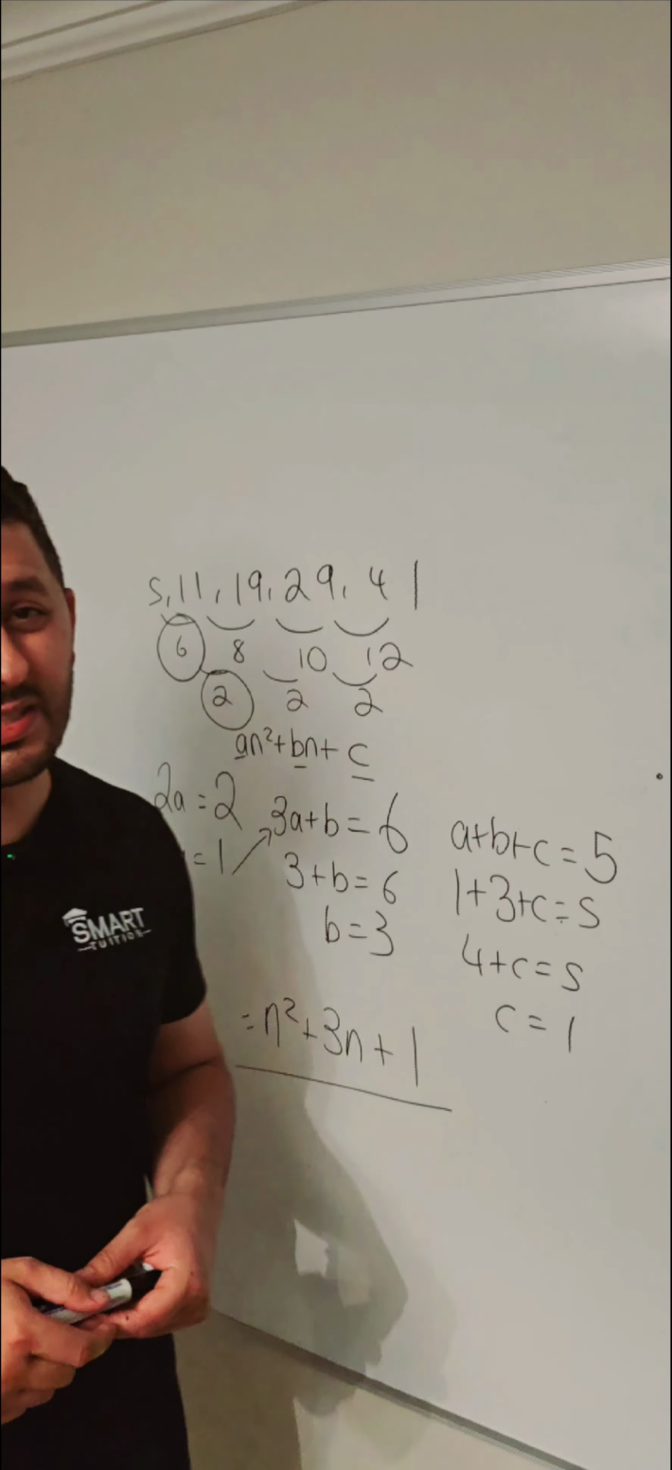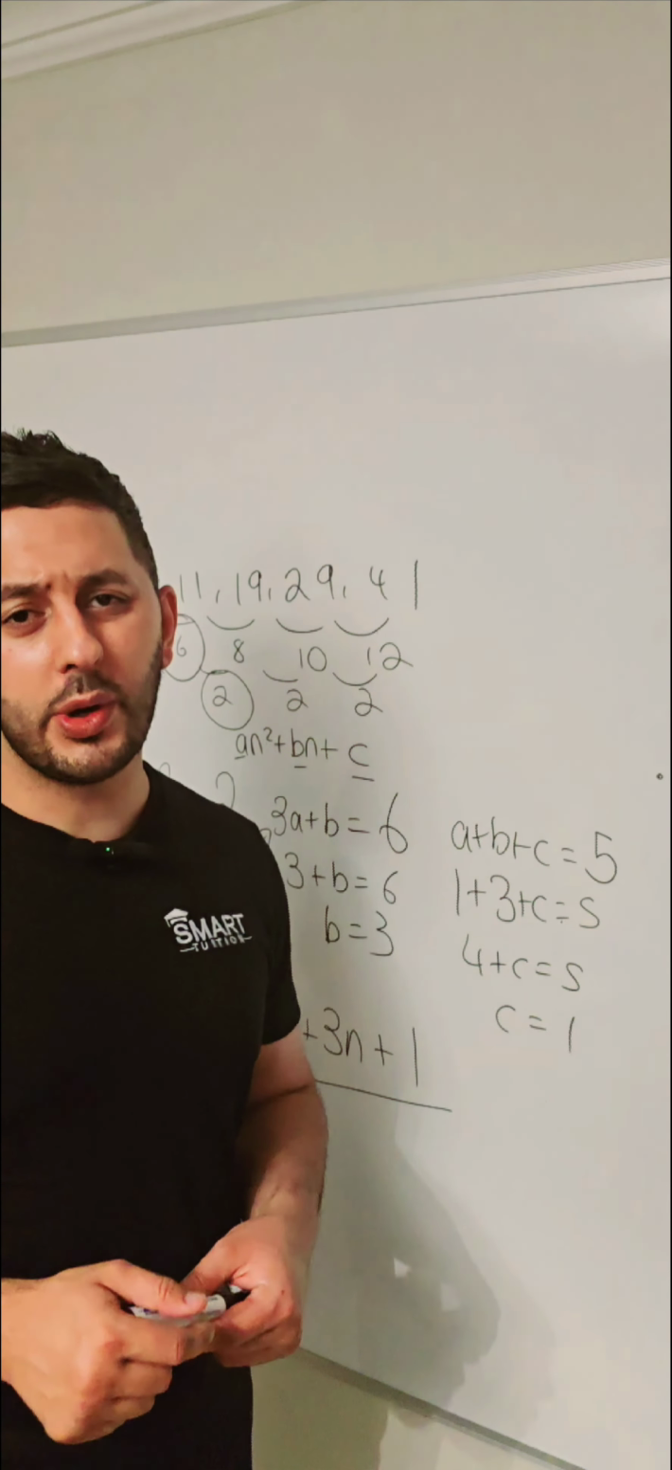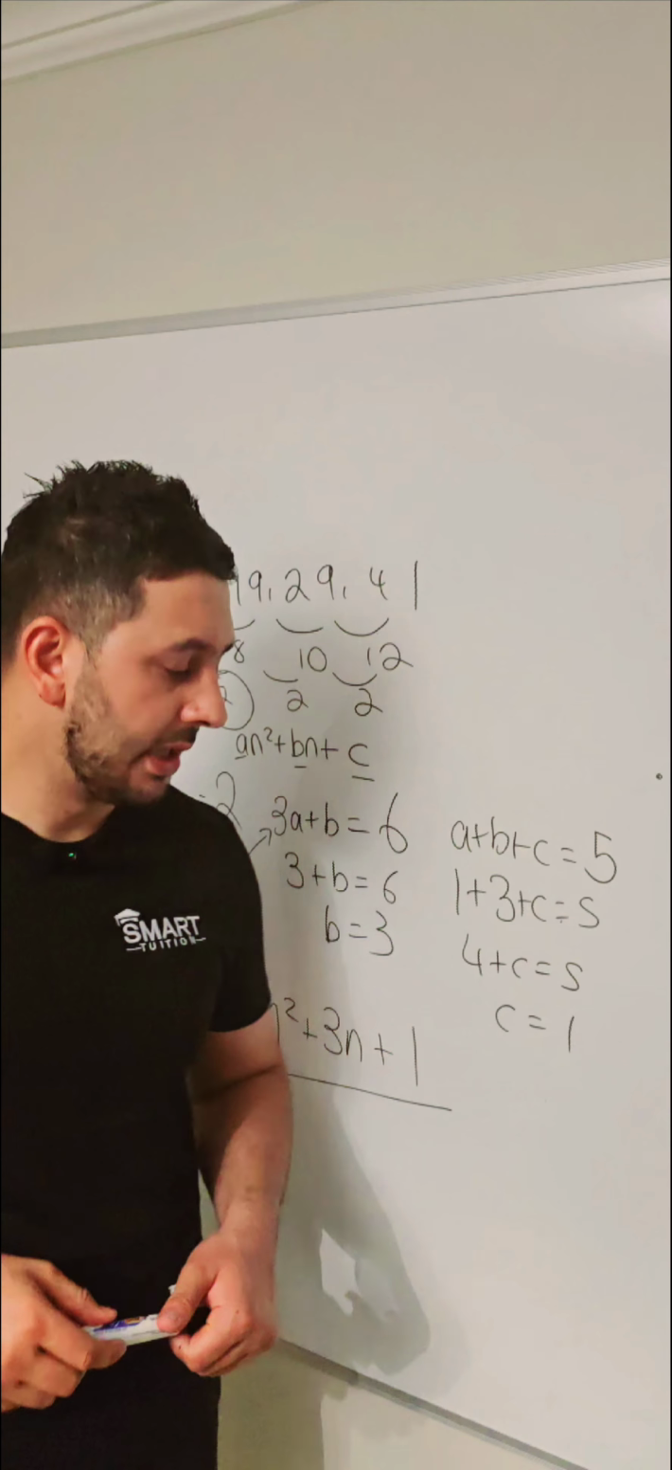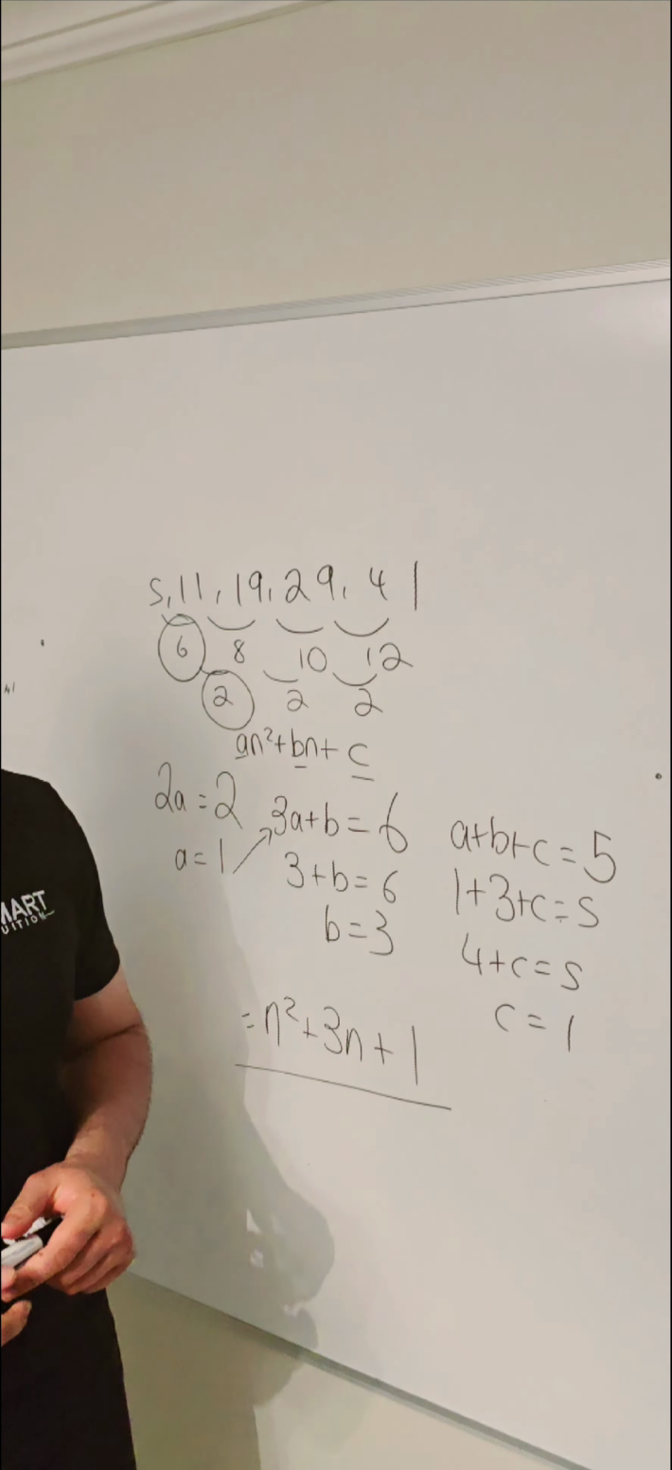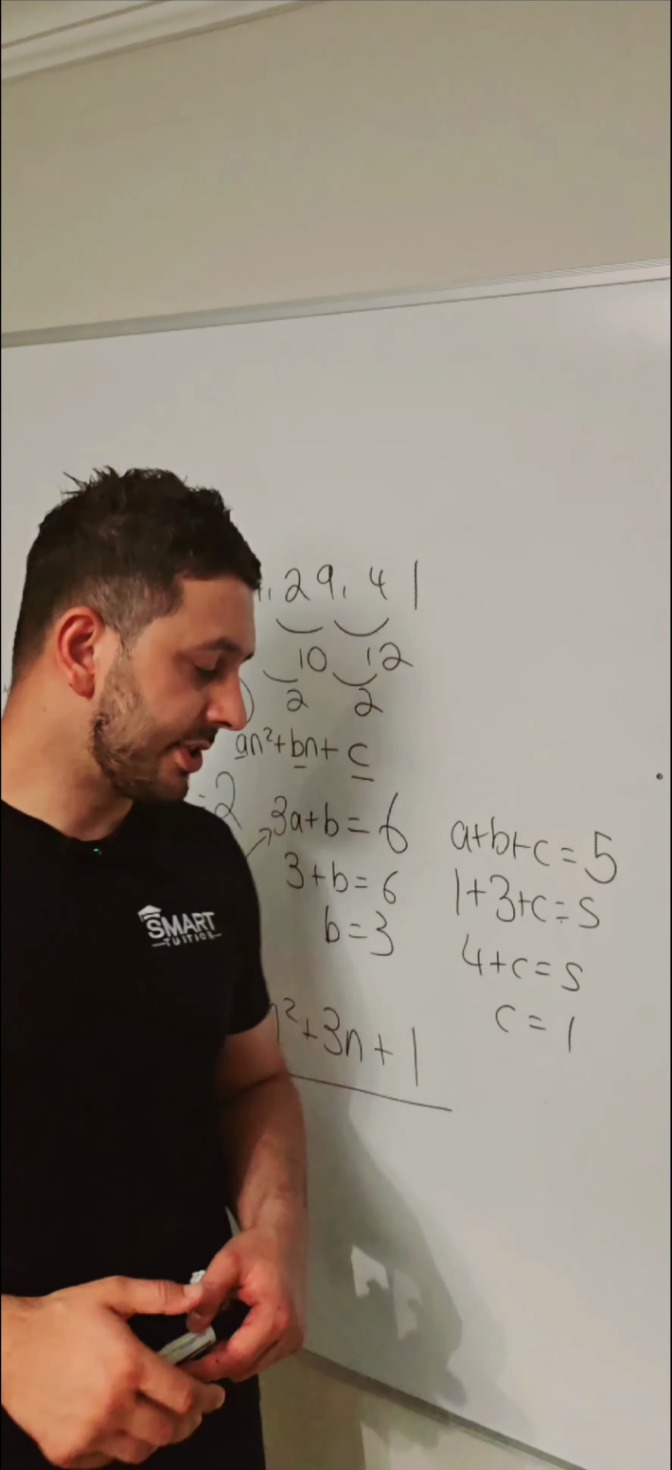As I said, guys, in the GCSE paper, there's no trick questions here. They're simply going to give you some numbers and they're going to ask you to find the nth term. And just to be on the safe side, it's always good to check your answer.